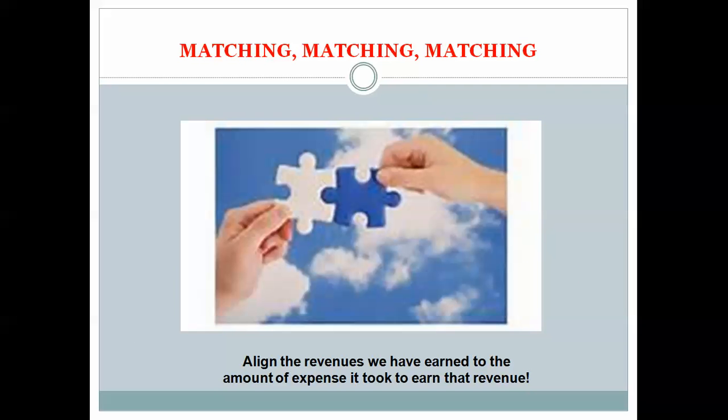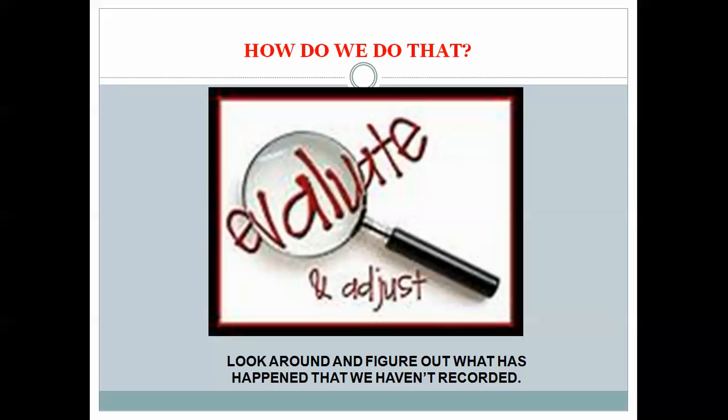So the general concept that we are going to be applying in Chapter 3 is matching, matching, matching. Matching and aligning revenues and expenses so that we can have a good reflection of the amount of money that is flowing in and out of our business. So how do we do that? How do we match revenues and expenses? Well, we're going to record revenues when we earn them and expenses when we incur them.